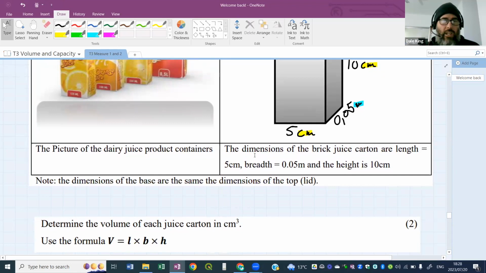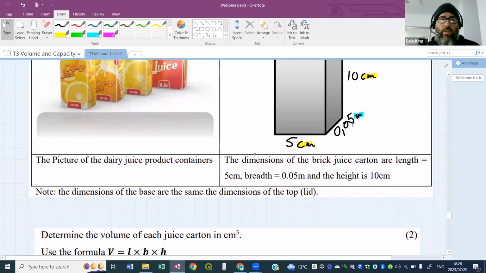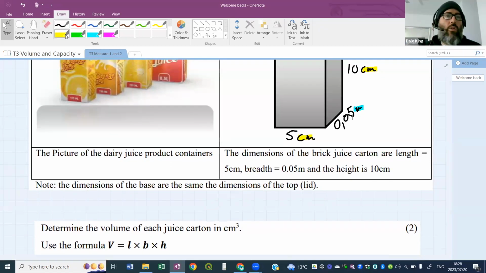Determine the volume of each juice carton in centimeters cubed. So we're just going to do this one here on the right-hand side. We're going to work out the volume in centimeters cubed. So there we can see that they're asking for, and I'll highlight it in yellow again, centimeters cubed. As was suggested here by Tando and Isabella, we're going to have to convert first.